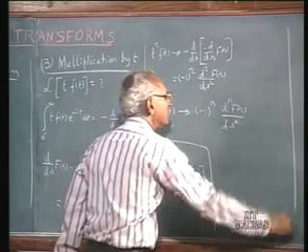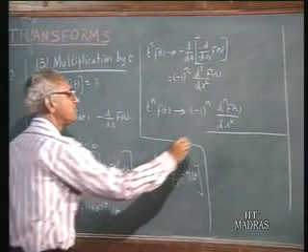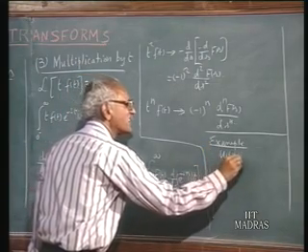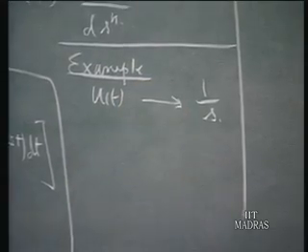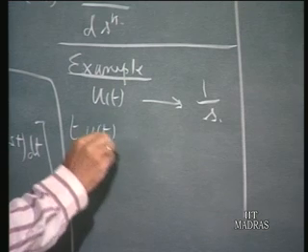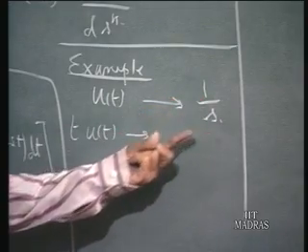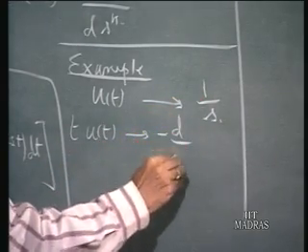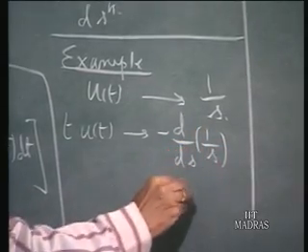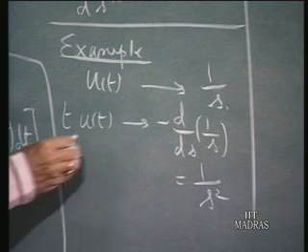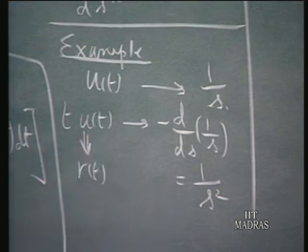So let me take a simple example. We know that u(t) has the Laplace transform 1 over s. Now what happens if I take the Laplace transform of t u(t)? I multiply this by t. Then you must take the negative of the derivative of this with reference to s. Minus d by ds of 1 over s, and that is 1 over s squared. And t u(t) is indeed r(t). So the Laplace transform of a ramp function is 1 over s squared.